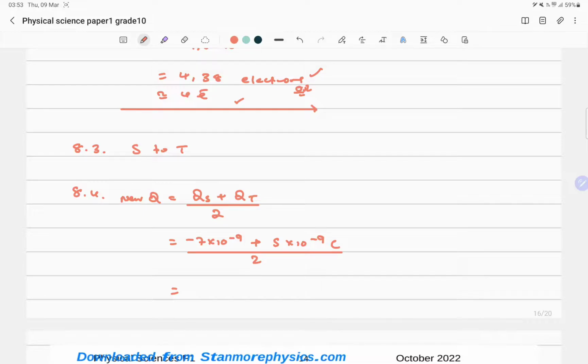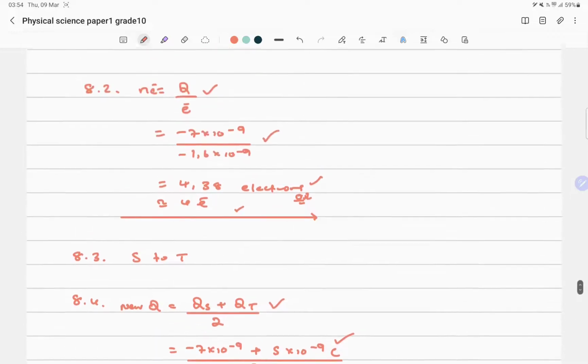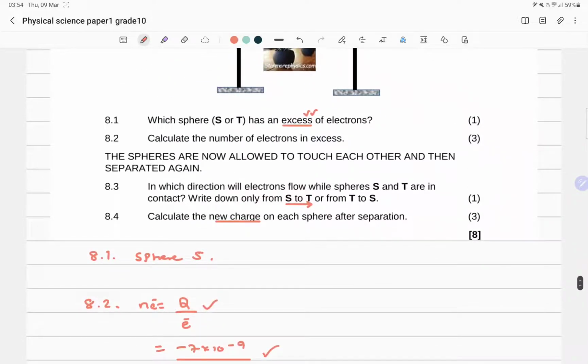So let's do it. We've got minus 7 nanocoulombs plus 5 nanocoulombs divided by 2, which is minus 1 nanocoulomb. That means they will each be negatively charged now. Great. That's the one. Formula, substitution, answer. Easy stuff. Is there anything more? Nope.